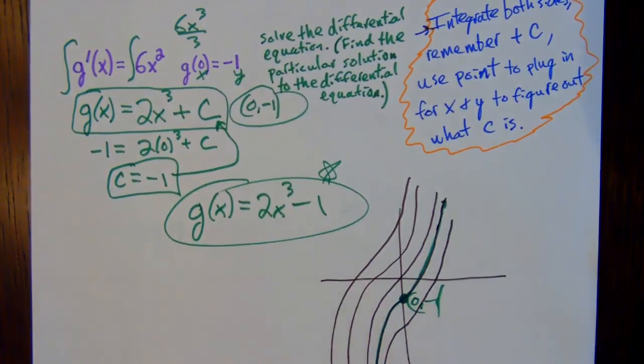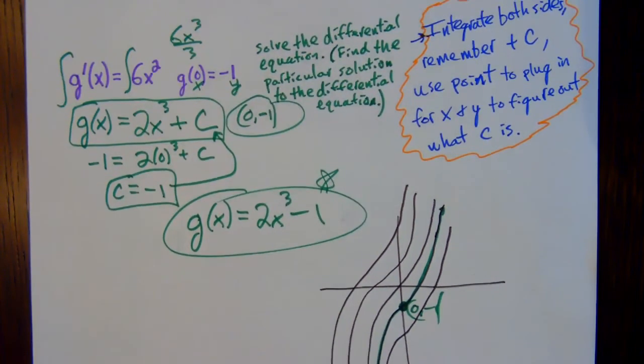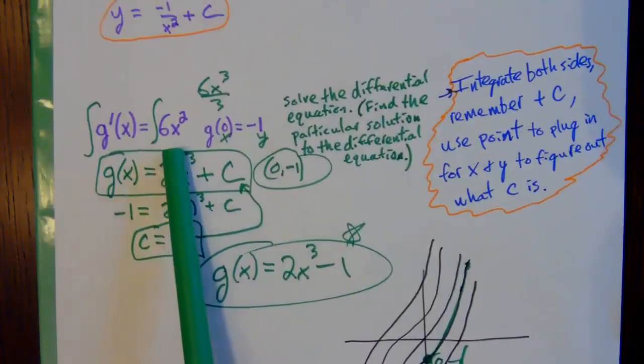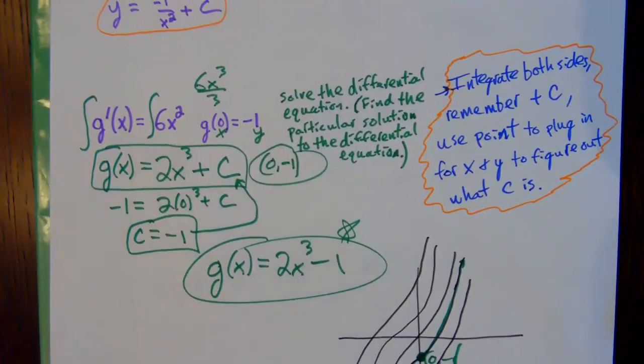So just make sure you get that process down. And then when we see those in future sections, you shouldn't be asking me, oh, how am I supposed to do this? You could just rewatch this video, but that's what you got to do. Integrate both sides. Remember the plus c, use the point to plug it in to figure out what that c value is. And then, like I said, we'll just give you more involved integrals in the future, but the process is going to be the same.